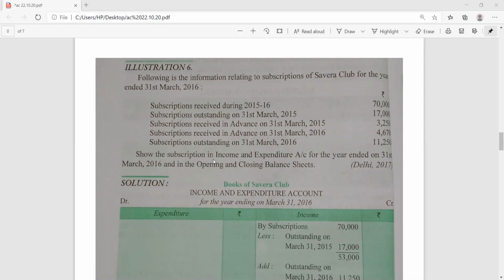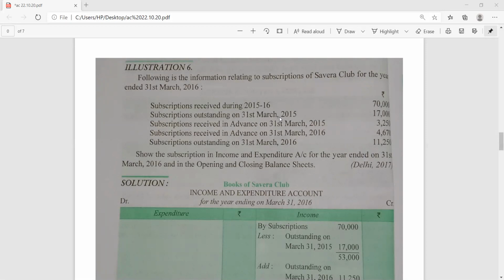Show the subscription in the income and expenditure account for the year ended 31st March 2016 and in the opening and closing balance sheet as well. See how to do. Before learning what the accounting treatment will be, you have to make it clear what the contents are that are given to us. Subscription received during the year, it is subscription for the year.